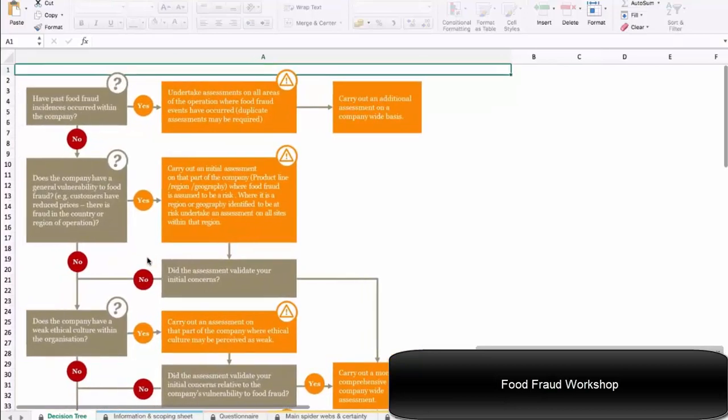Therefore, for example, the one where we start in terms of the question is, have past food fraud incidences occurred within your company? If yes, you should undertake the assessment on all areas of the operation where fraud has occurred in the past. And the reason for that, John, can you explain that a little bit to us, why it is important for companies to undertake a fraud assessment first in areas where fraud has occurred in the past?